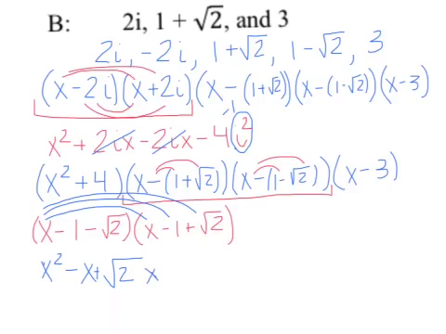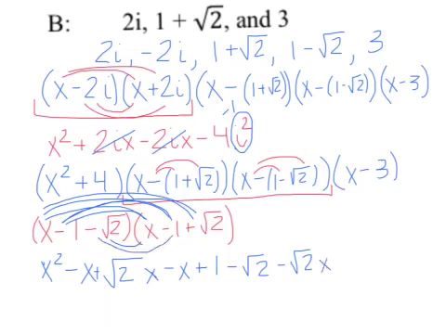Now I need to do negative 1. So negative 1 times x is a negative x. Negative 1 times negative 1 is a positive 1. And negative 1 times the square root of 2 is a negative square root of 2. Now distribute the square root of 2. So we have a negative square root of 2 times x. We have a negative square root of 2x. Negative square root of 2 times negative 1 is a positive square root of 2. And negative square root of 2 times a positive square root of 2 is a negative square root of 2 squared.